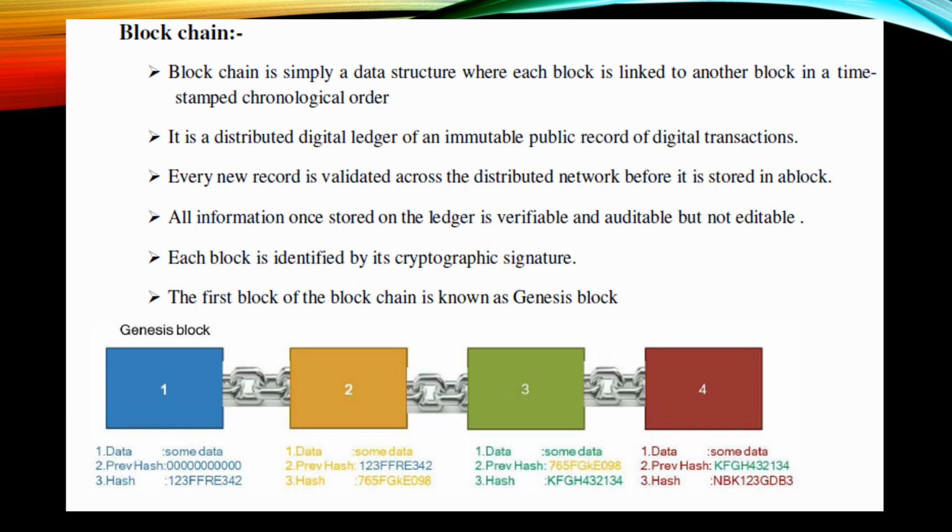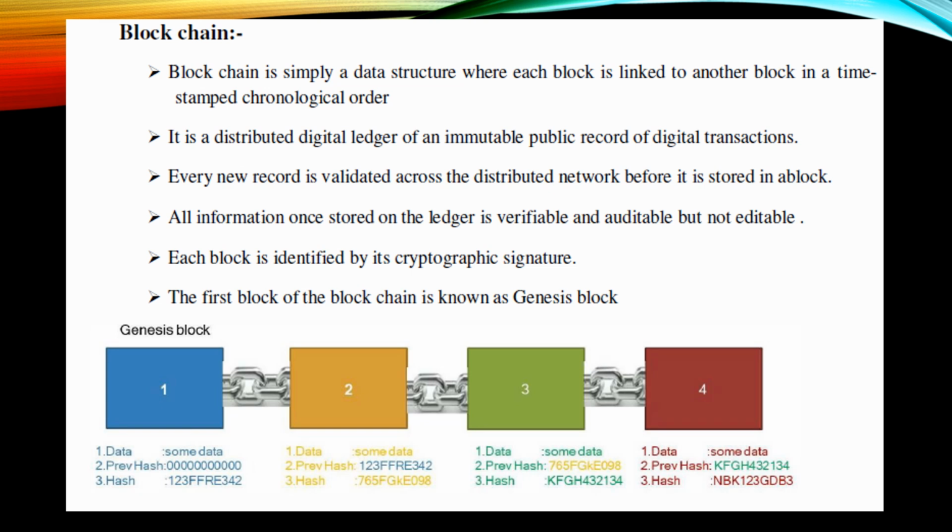Blockchain is simply a data structure where each block is linked to another block in timestamp chronological order. It is a distributed digital ledger of immutable public records of digital transactions. Immutable means that once the data has been created, we cannot alter it. Every new record is validated across the distributed network before it is stored in a block. We use a consensus algorithm to validate the transaction. All the information once stored on a ledger is verifiable and auditable, and it cannot be edited. That's why we call it immutable, and each block is identified by its cryptographic signature.